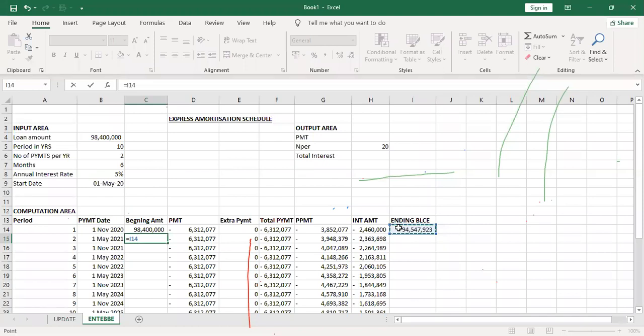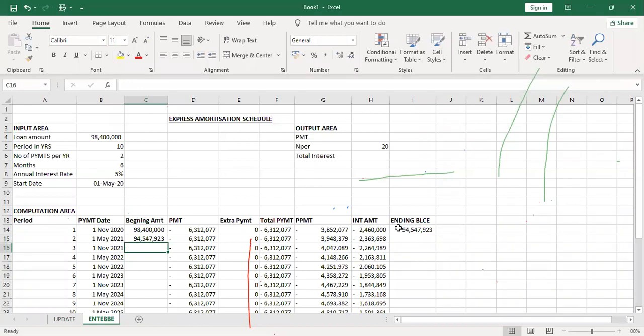Then press enter. After that, relax. Let me show you the auto way of getting other values. You don't need to write the formula to get ending balance and beginning amount again. I have the ending balance for period one. I have the beginning amount for period one and period two. Are we together? Now click on the beginning amount in period two.